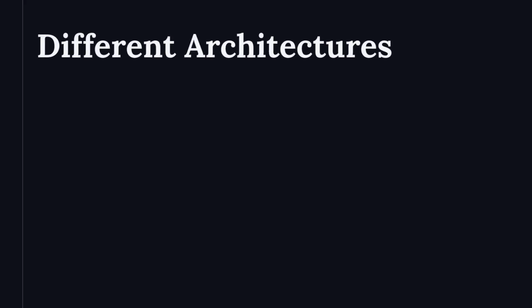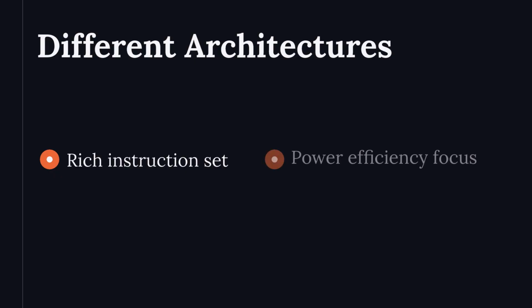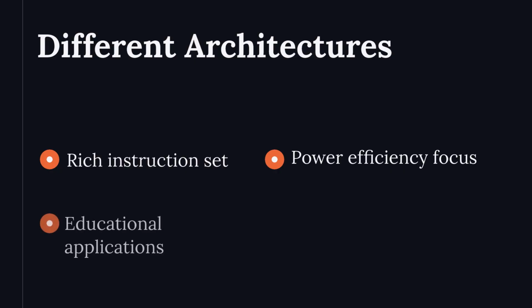Different architectures have unique features and use cases. x86 is known for its rich instruction set and complexity. ARM focuses on power efficiency and simplicity. MIPS and RISC-V are valued for their educational and research applications. Evaluating these factors helps in selecting the appropriate assembly language.